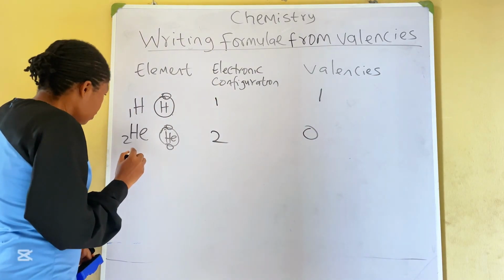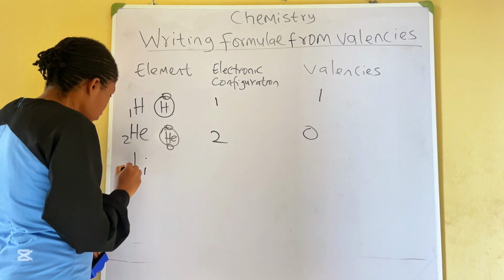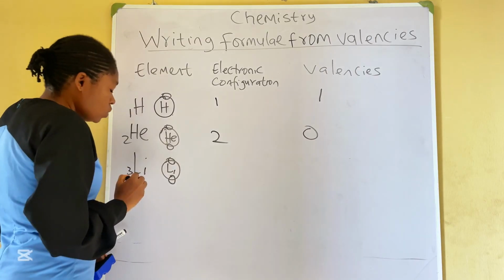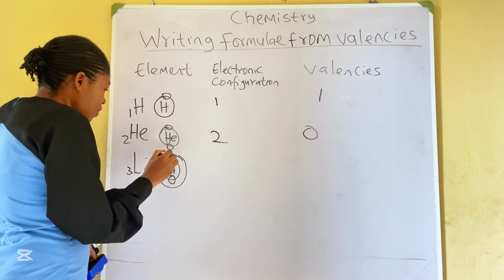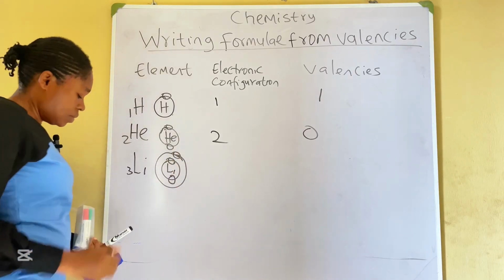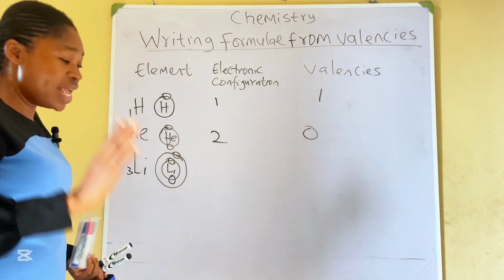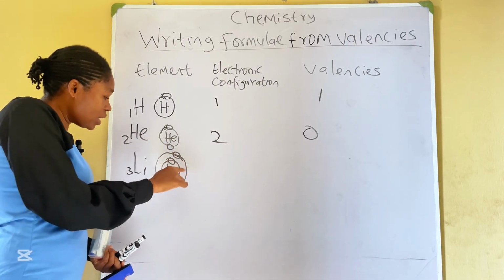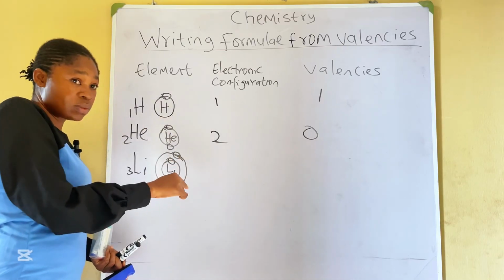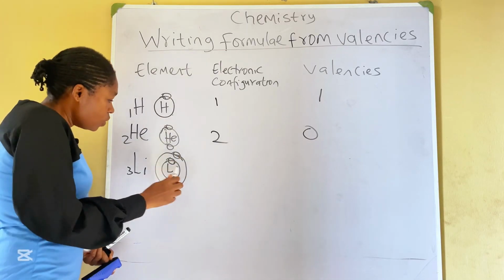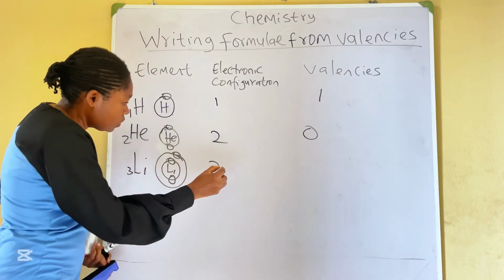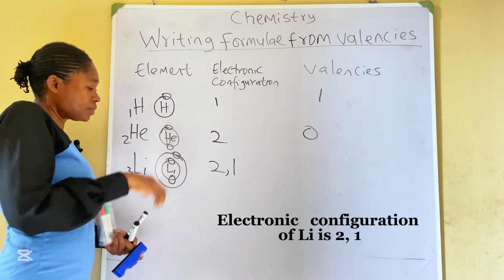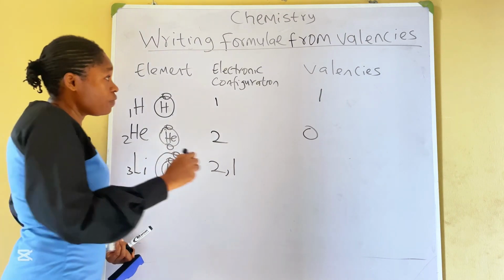So let's look at lithium. The first shell can hold a maximum of 2. Remember, the second one can hold a maximum of 8, but lithium is 3, 2 inside and 1. So this is the one lithium can easily lose. The electronic configuration of lithium is 2 in the first shell, then the second one has only 1. So it can go into chemical bonding by losing its electron. So the valency of lithium is 1.